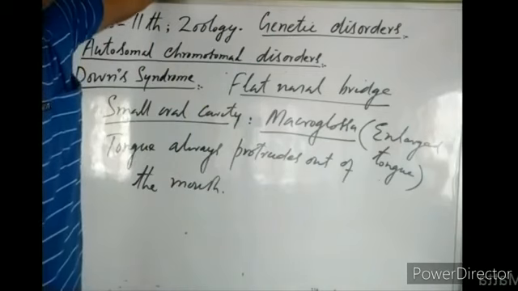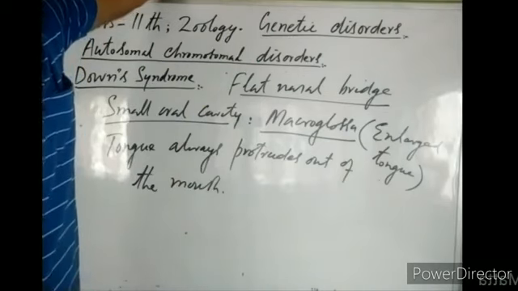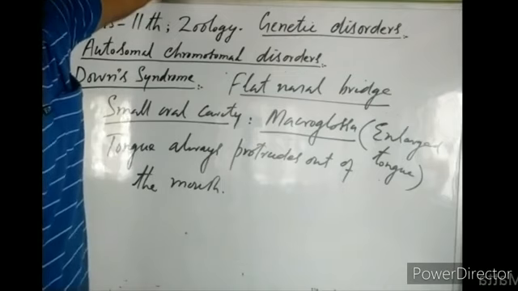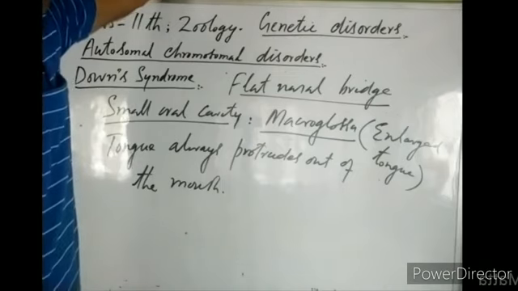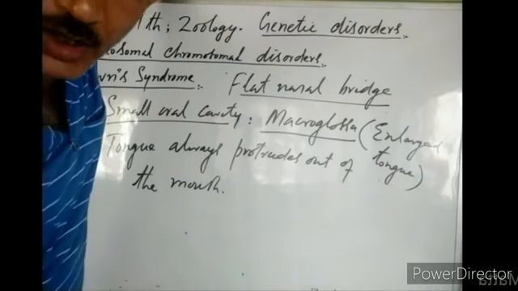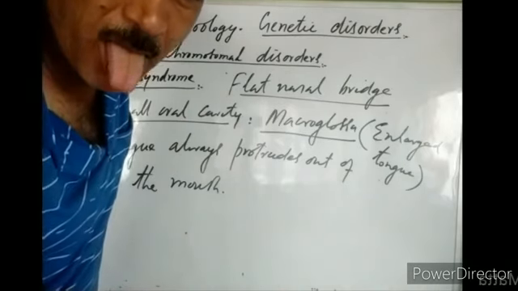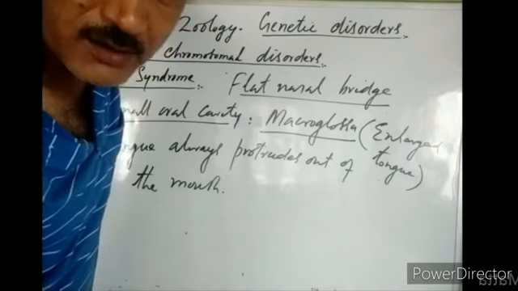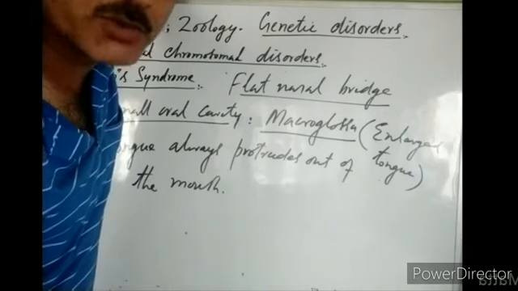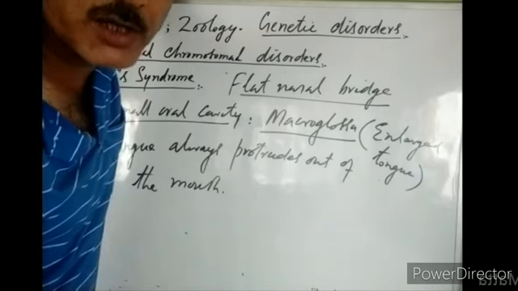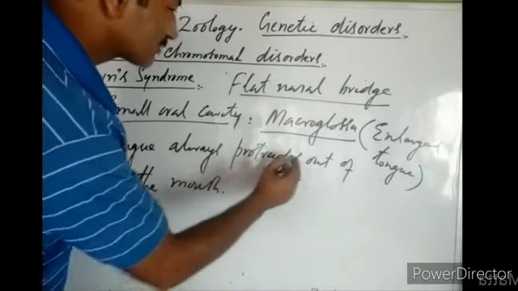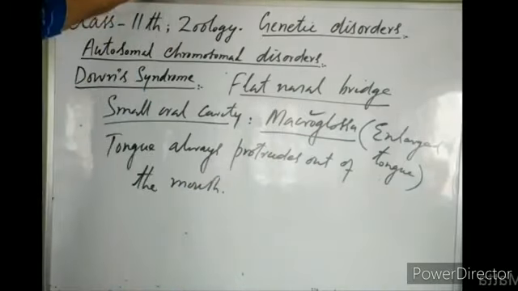So their oral cavity is small, reduced. In that oral cavity they have macroglossia. The enlarged tongue cannot be accommodated within that small mouth, so the tongue always bulges out like this. The tongue always remains outside the mouth, and their mouth remains permanently open like this. It is because of the macroglossia and small oral cavity.